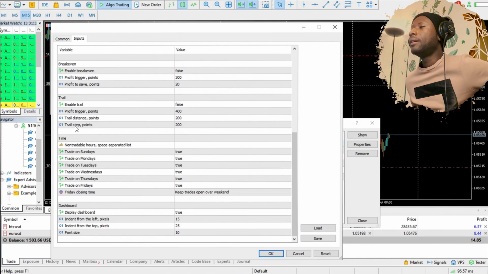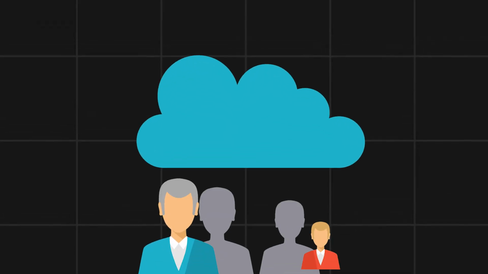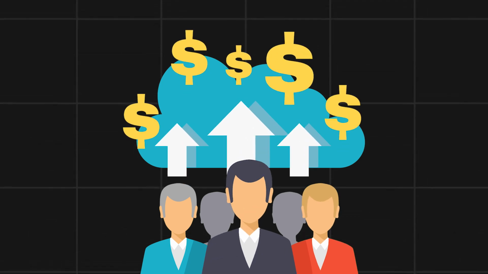Then you have the trail step. If you're someone who likes to lock in profit, if you are a fan of trailing, then when you're buying a robot, you want to first ask the provider if in the parameters there is a trail. If not, then you can't do that. You can't be locking in, chopping in your account little amounts of profit.